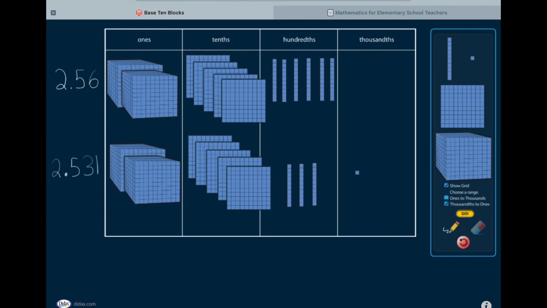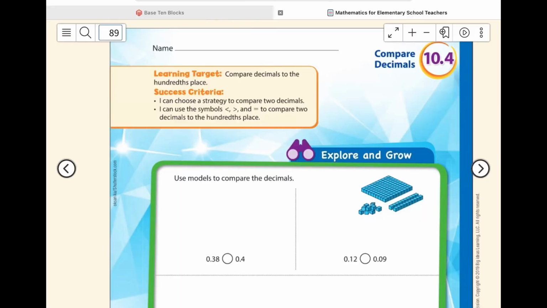So by building the model, we can see that the top number takes up more space, even though it has fewer digits, and so it's going to be the larger number. Let's look at some elementary workbook pages and see how these ideas show up there. Here, we can see that students are encouraged to build the numbers with base 10 blocks and compare them.